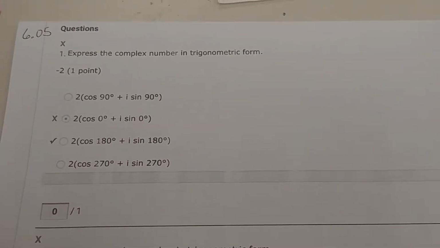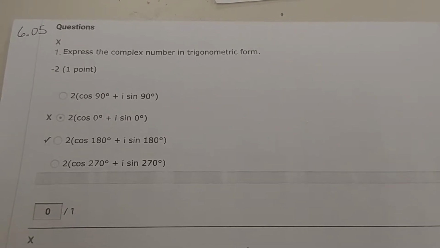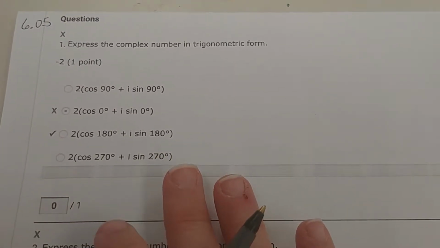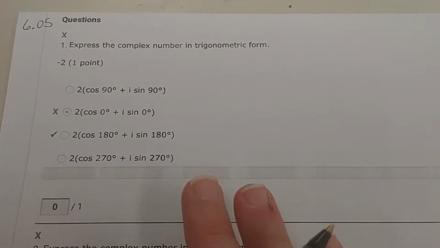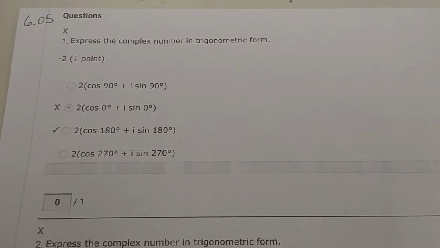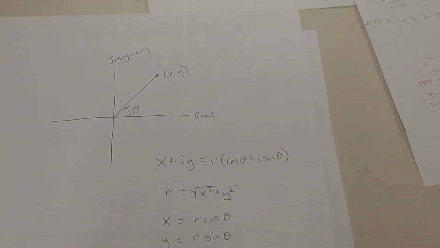In 6.05, we're looking at writing complex numbers in trigonometric form. So here is the question. We will need to make -2, which is a complex number, into a trig form. Here's something very helpful for us, and we need to keep this in mind.